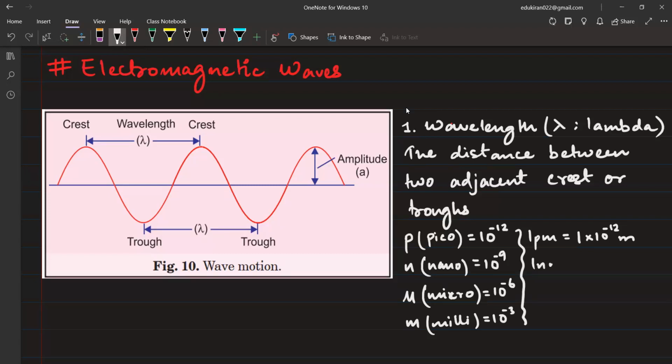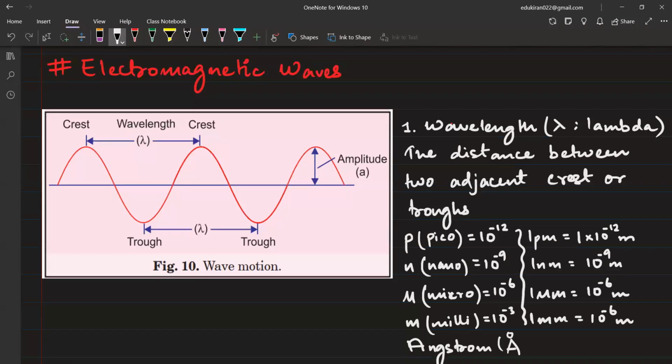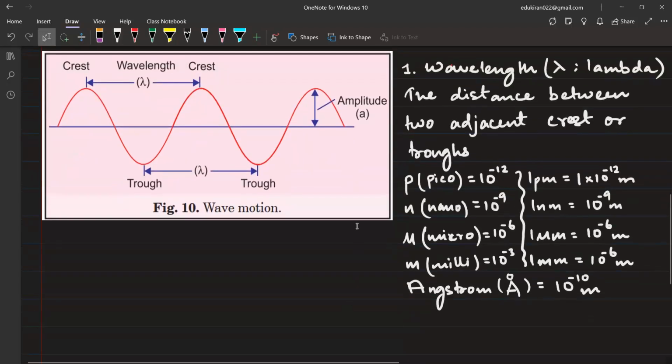Similarly, 1 nanometer will be equal to 10 to the power minus 9 meters. Similarly, 1 micrometer will be equal to 10 to the power minus 6 meters, and 1 millimeter will be equal to 10 to the power minus 3 meters. Now, there is another term that you have to remember, which is most important: 1 angstrom. It is represented as A with a small circle above it. So 1 angstrom is equal to 10 to the power minus 10 meters. Please read till here. Let me know if you have any doubt.